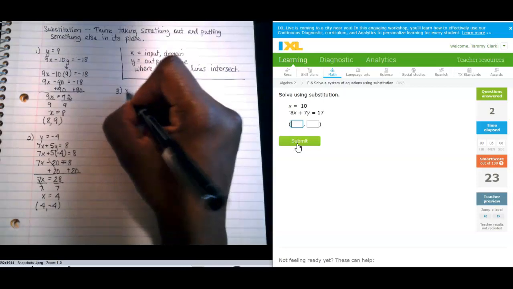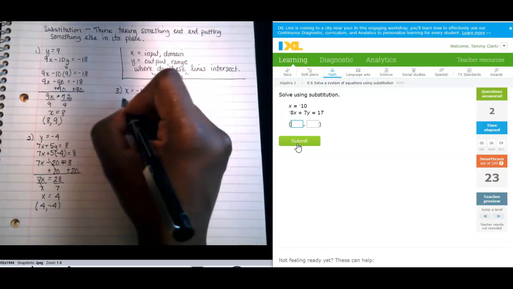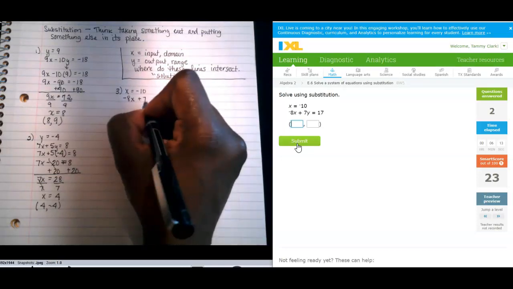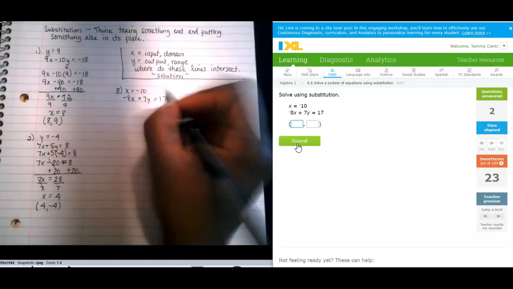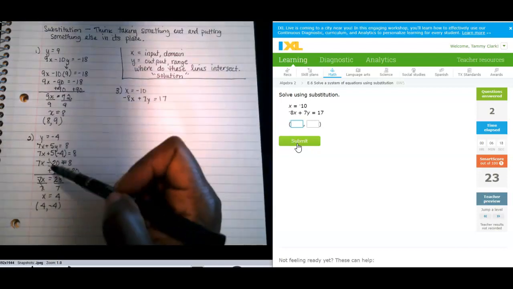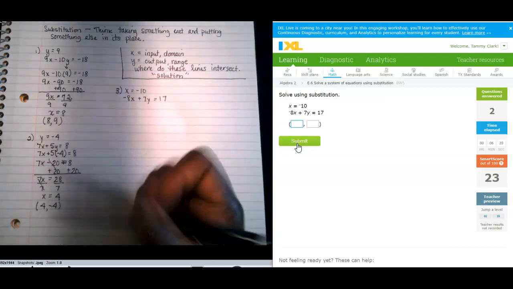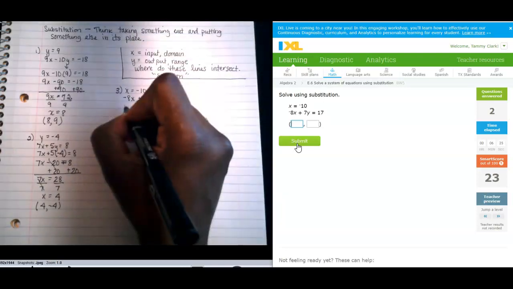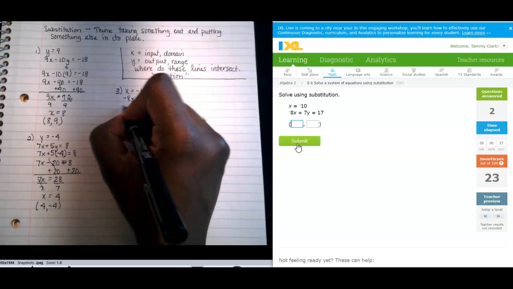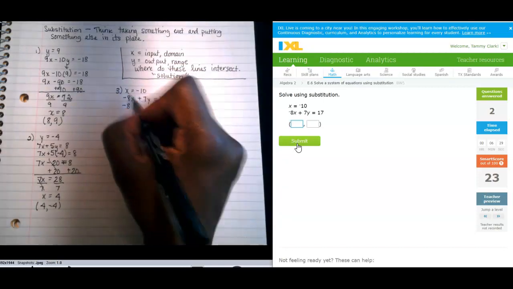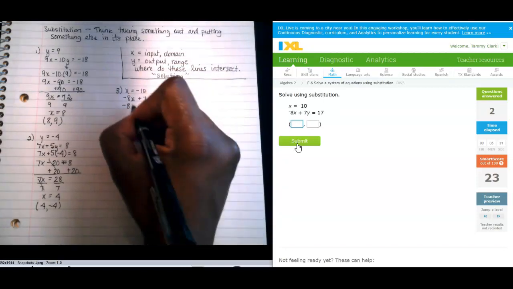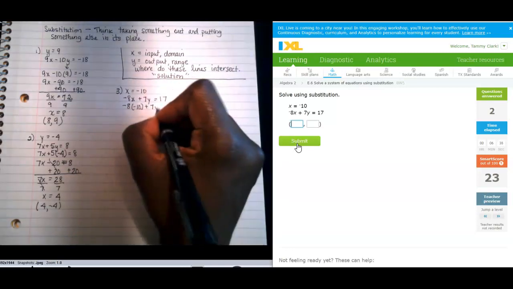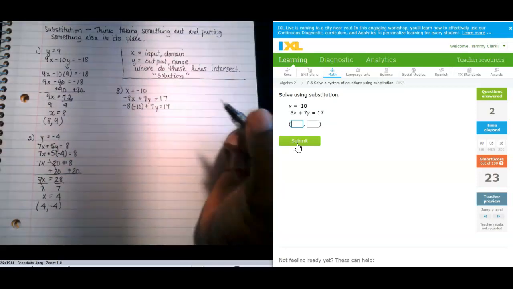We've got x is equal to negative 10. And then my secondary equation is negative 8x plus 7y is equal to 17. And just like I did here with the y, I would take the letter y out and substitute the number in its place. I'm going to do the same thing here. For this equation, I have negative 8, but instead of writing x, I'm going to write the value of x, which is negative 10, plus 7 multiplied by y equals 17.